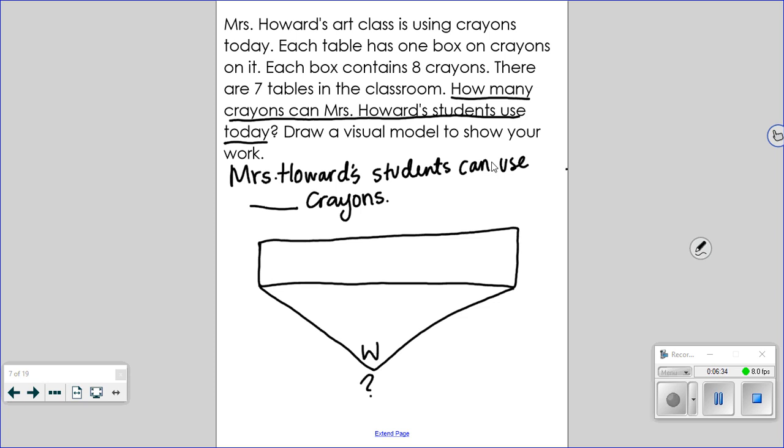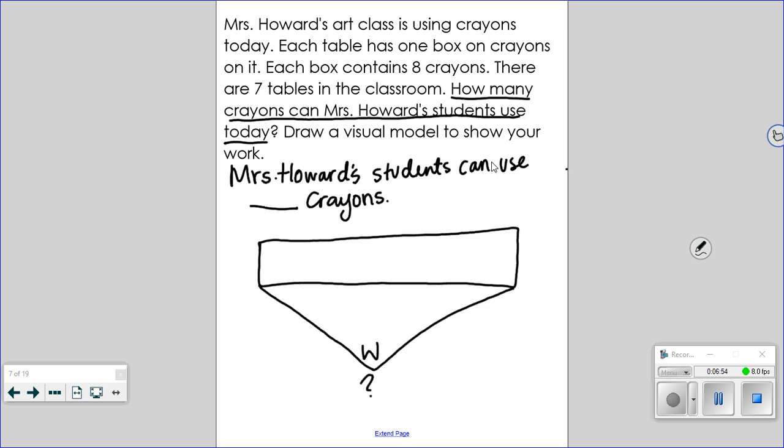Where are these crayons located? Are they just fallen from the ceiling? No. Where are the crayons located, Miranda? On the tables. So that tells me I need to draw some tables.